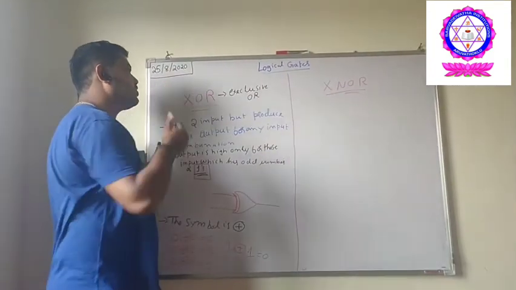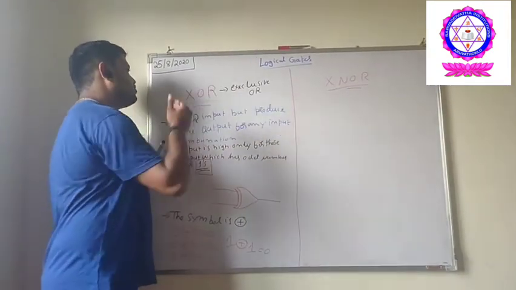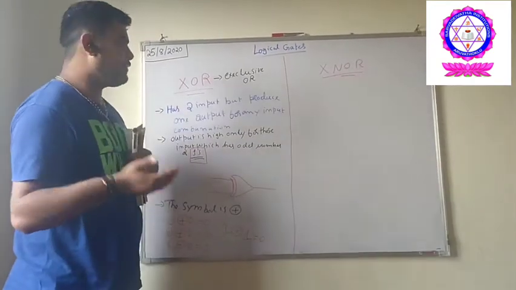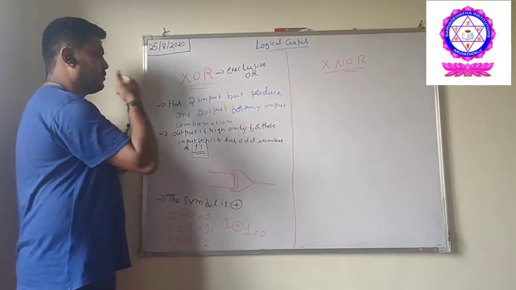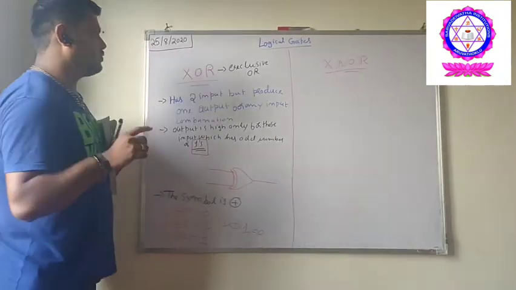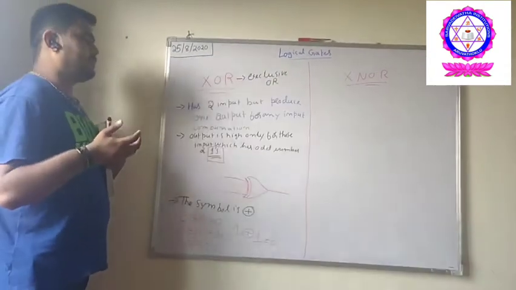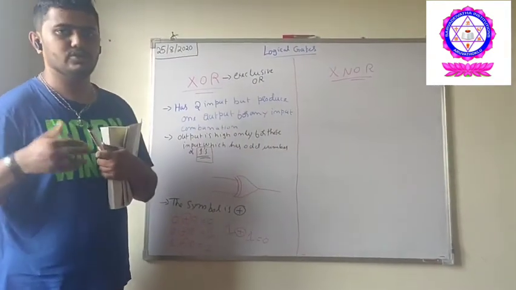XOR gate is an exclusive OR gate. It is known as the exclusive OR gate. What does it do? It has two inputs and produces a single output for any input combination. So what does it do? It has two inputs for a single output for any combination of the inputs.